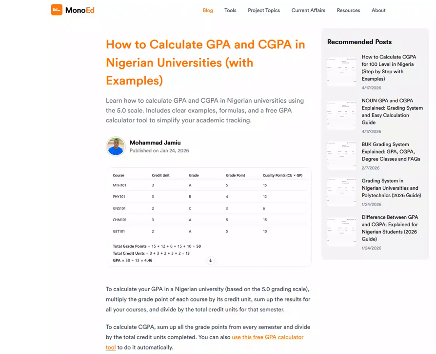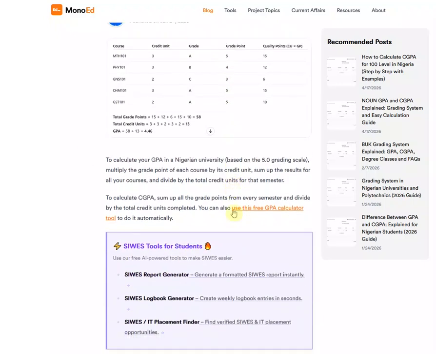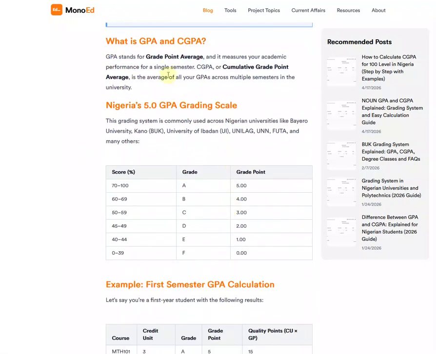Now, first, what is GPA, right? It basically stands for grade point average. And what it does is that it measures your academic performance for a single semester. Now, CGPA is called cumulative grade point average. So GPA is basically for each semester.